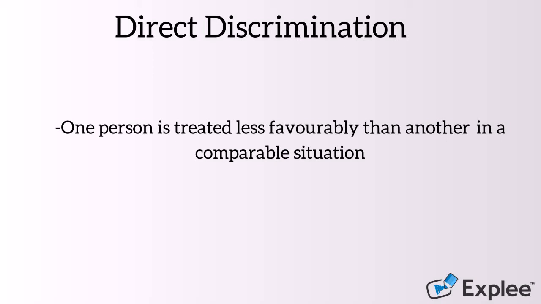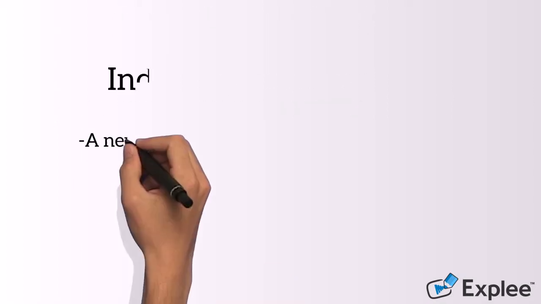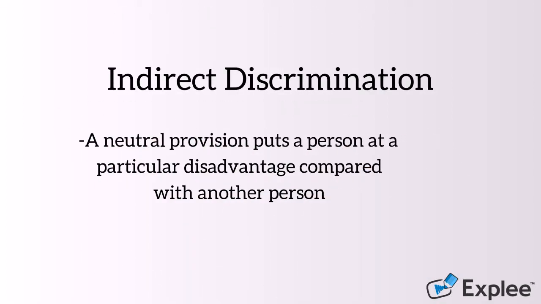In this situation, there is very little to no defence for the offender. Indirect discrimination is where a neutral provision puts a person at a particular disadvantage compared to another. It allows for a defence by the defender if the provision can be justified by objective reasons.